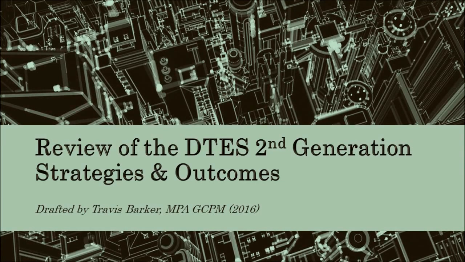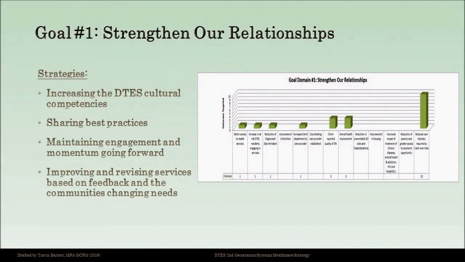So this section will provide a review of strategies and outcomes, looking at each goal domain individually. So the first one was strengthening our relationships.